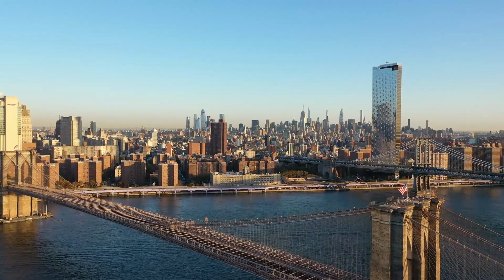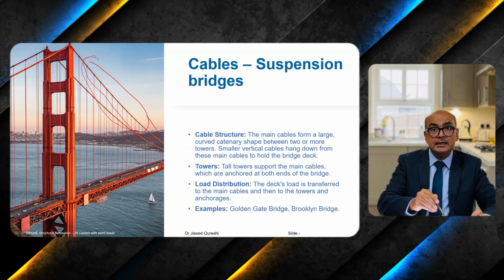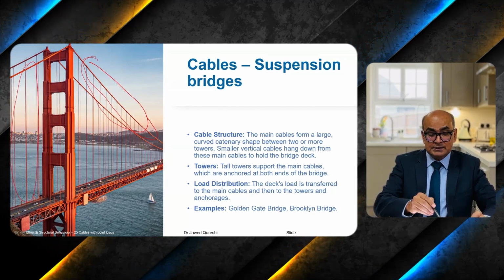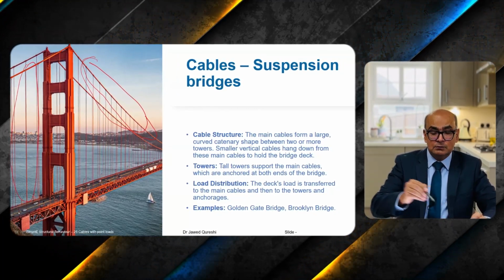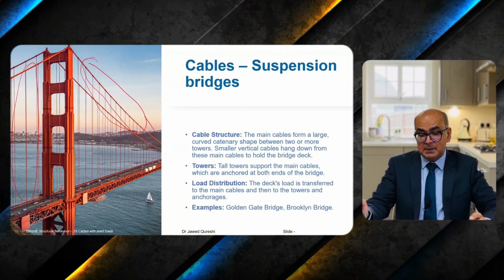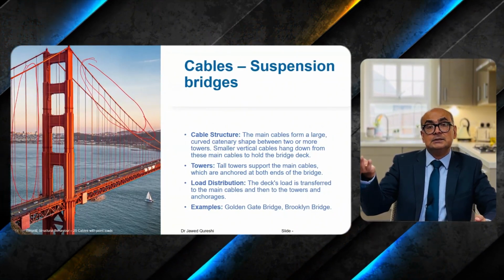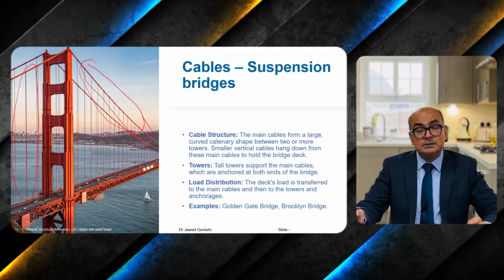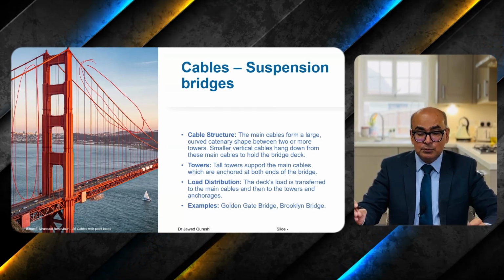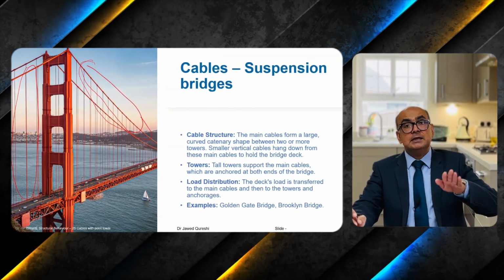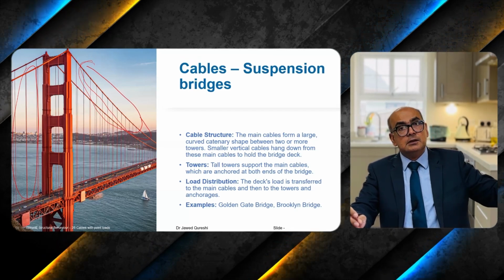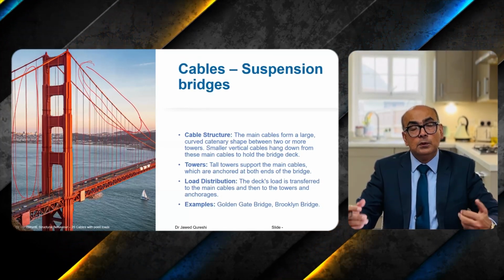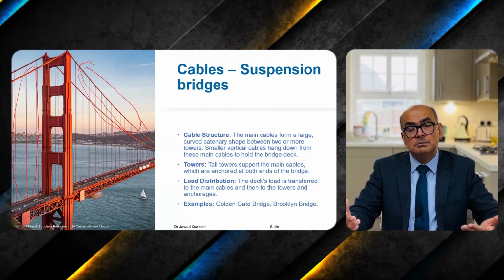In suspension structures, the main cables are attached with the towers, and there are secondary vertical cables that you see over here. They are attached with the main cables, and a bridge deck is supported on these cables. The function of towers is that they support main cables, and again main cables are attached to some kind of anchorage on the other side. Now, what is the load path? Load is transferred to main cables, and from main cables to towers, and from towers to some anchorage point.